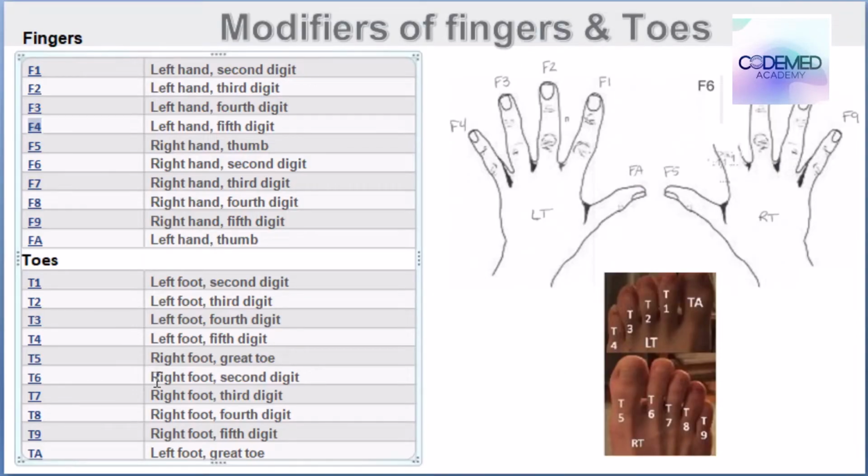Now pay attention to the various modifiers that we use as far as the fingers or the toes are concerned. So here we have the modifiers which are called the HCPCS modifiers, which we are going to learn later. But these are the modifiers that we use for the various fingers. So if it is a left hand and second digit, we will use F1. So that will talk about the laterality of the particular finger.